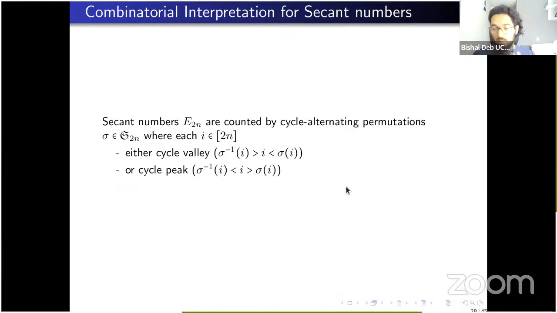And similarly, permutation statistics, the linear statistics, have been studied quite extensively. So you can also classify, just like the cycle classification, where you have cycle valleys, cycle peaks, cycle double rise, cycle double fall, and fixed point. You also have linear classification: peaks, valleys, fixed points, and double rises. So now, the secant numbers are simply every index is either a cycle valley or a cycle peak.